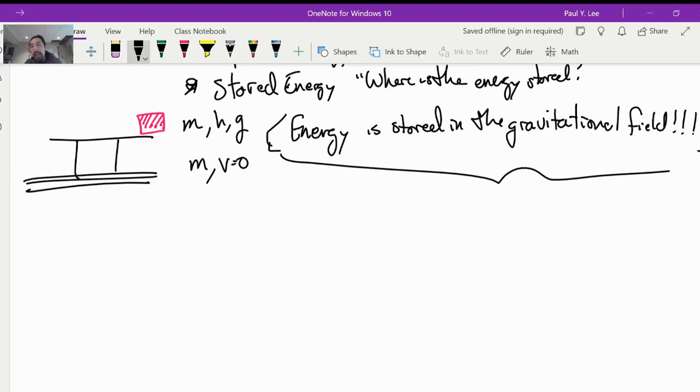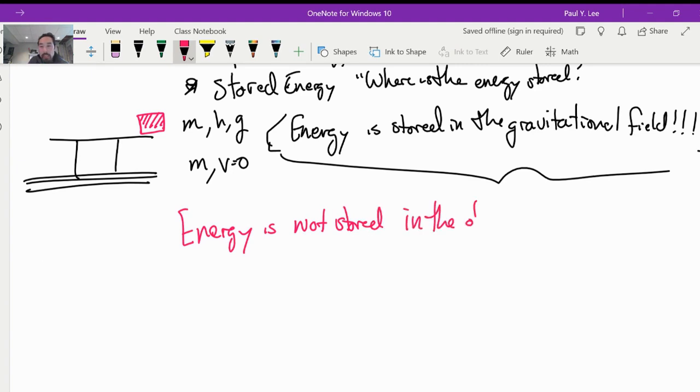But the idea that the energy is stored in a gravitational field is important because the energy is not stored in the object, right? So that's the important idea here. So let's write that down. I'm gonna write this down in red because red means stop. This is an alert. Energy is not stored in the object. And you'll see this when we deal with another type of potential energy called spring potential energy. Okay, energy is not stored in the object.